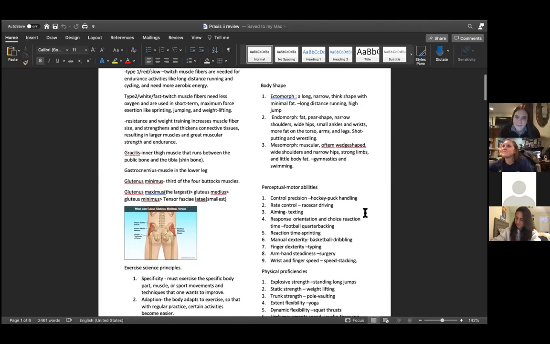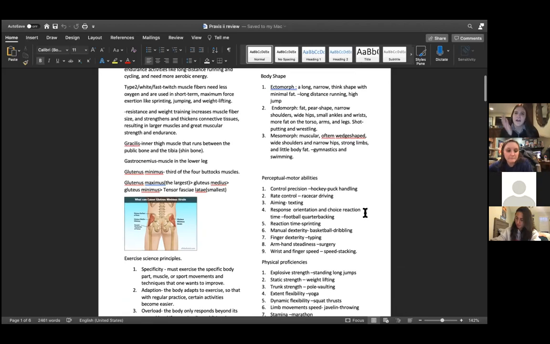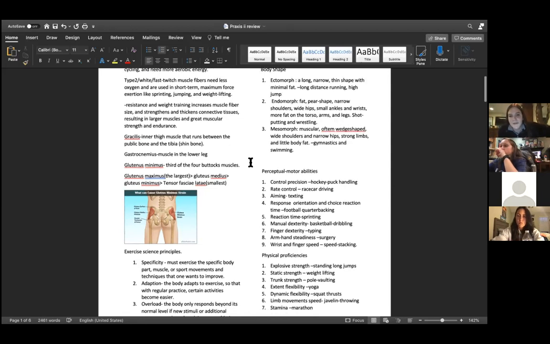All right. I think I'll do body shape too. So ectomorph, a long, narrow, thin shape with minimal fat. Long distance running and high jump would be something they'd be good at, I guess. Endomorph, fat, pear shape, narrow shoulders, wide hips, small ankles and wrists, more fat on the torso, arms and legs. Shot putting and wrestling would be something that body type would be good at, I guess.